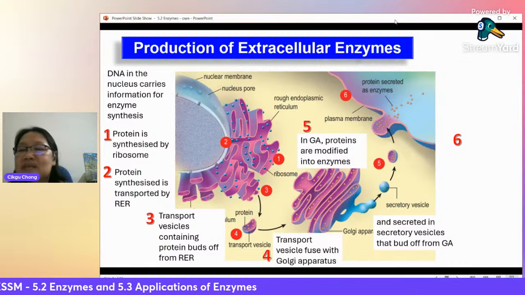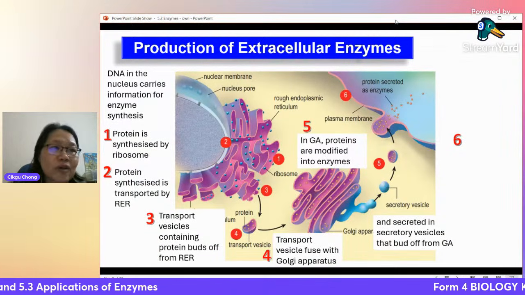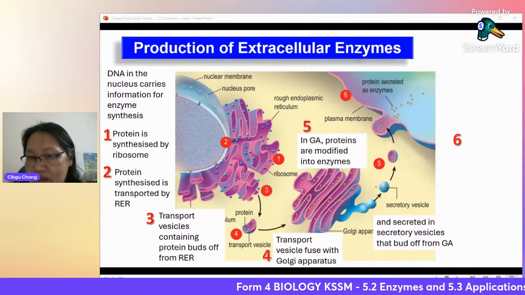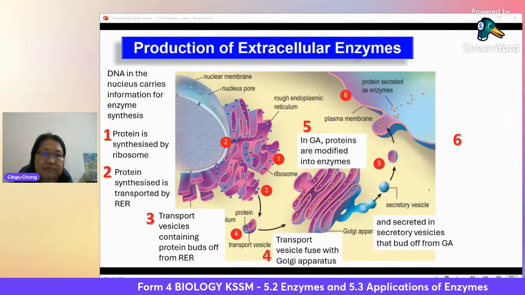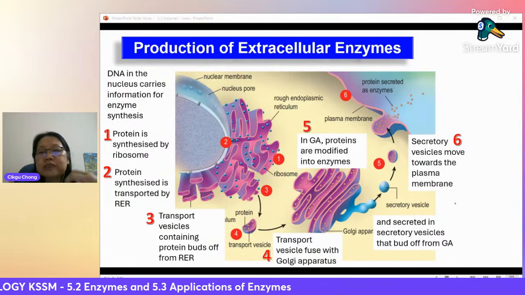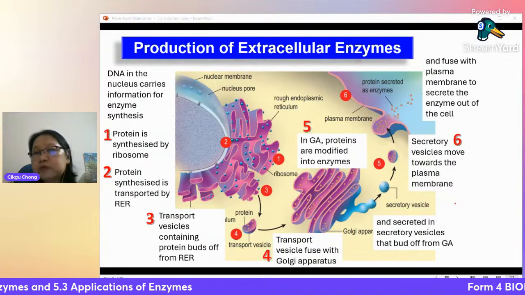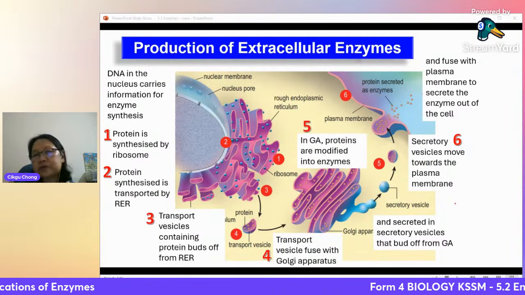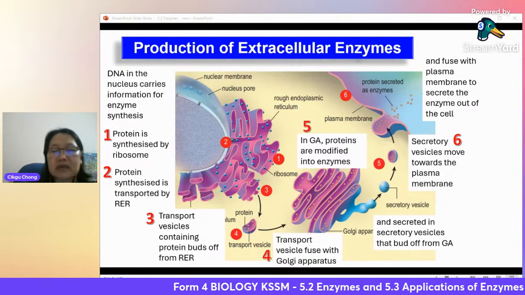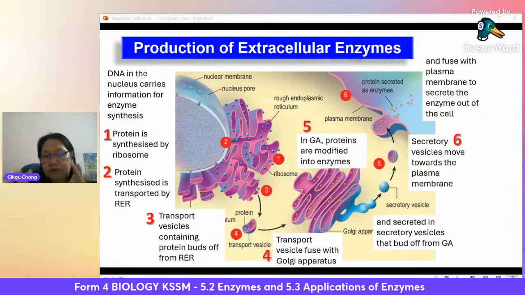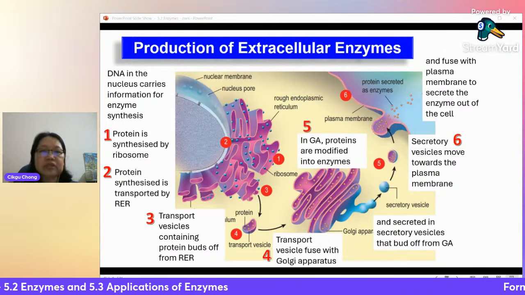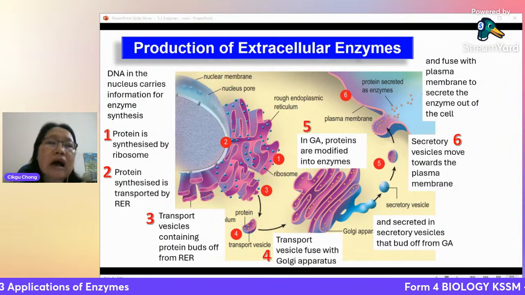Self-proclaimed meditative. LOL. Okay. So this is your secretory vesicle containing the enzyme. So what happens now? How to bring it out? This secretory vesicle will move towards the plasma membrane and it will fuse with the plasma membrane to secrete the enzyme out of the cell. So now you can call it enzyme. Okay, beginning is protein. Once it passes through your Golgi apparatus, it has been modified into enzyme and now it's released out of the cell to be used out of the cell.